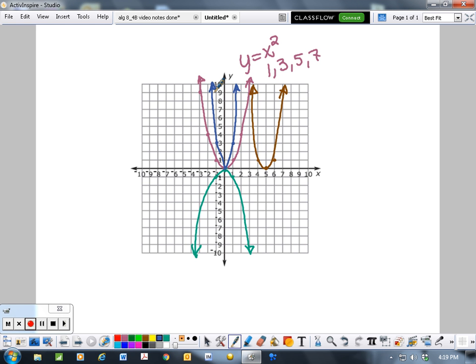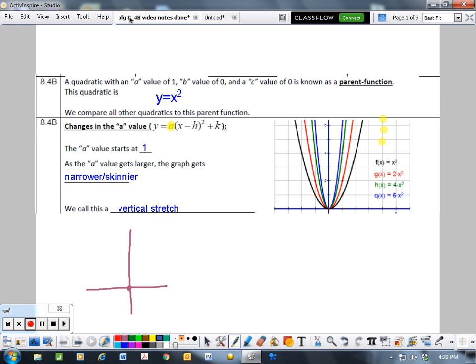Is it going to stretch it out? Is it going to move it to the right? Is it going to move it to the left? And we're going to use particular vocabulary to help us figure that out. So our original parent function, the original quadratic graph, is y equals x squared. We compare all other quadratics to that.